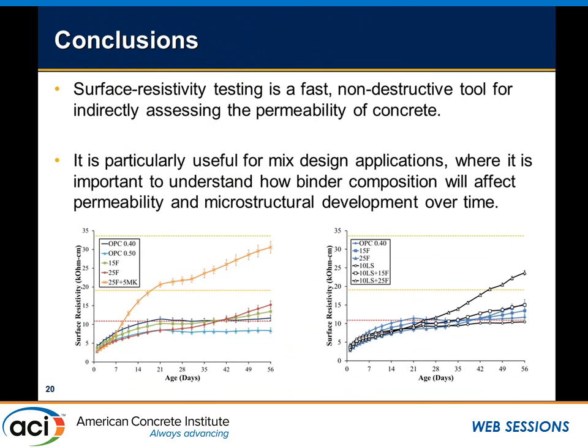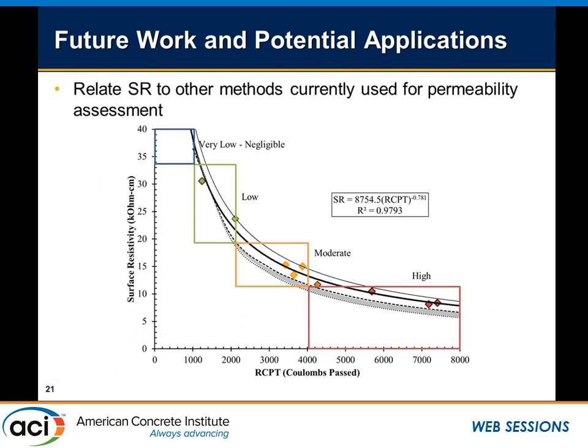So to conclude, surface resistivity testing is a fast and non-destructive tool that can be used for indirectly assessing the permeability of concrete, which makes it really useful for these performance-based mix design applications where you want to understand how your binder composition is going to affect your permeability and microstructural development with time.